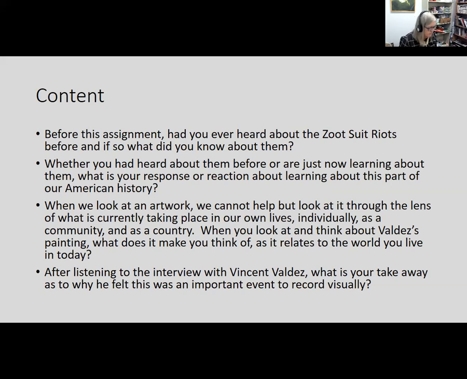Then, and what does that mean? Is there anything you've heard in the news? Is there anything in current events? Is there anything in your personal life or your family's life that makes you think about what's happening in that painting and the event that this painting is based on?